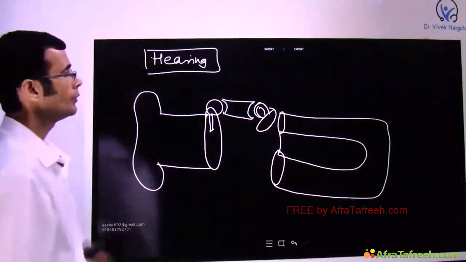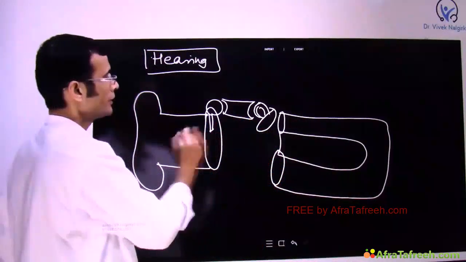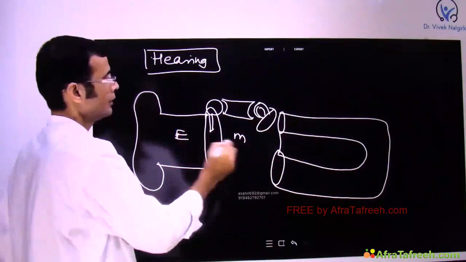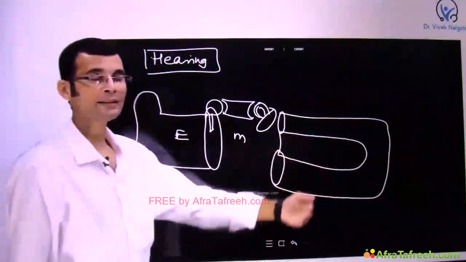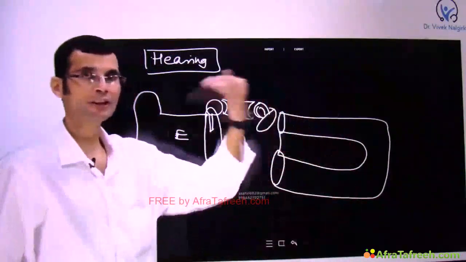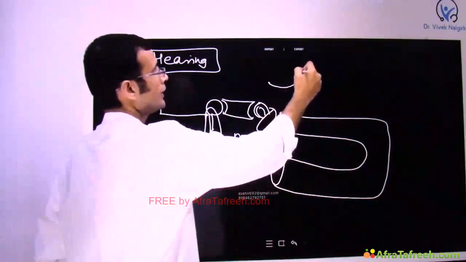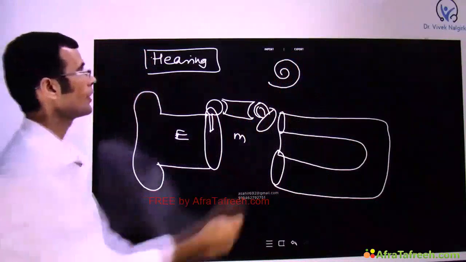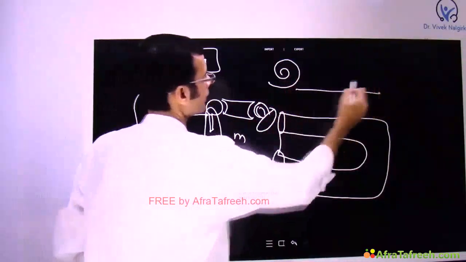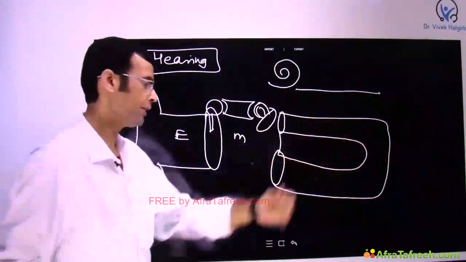Now, this is a diagrammatic presentation. External, middle, and inner ear. The inner ear has the cochlea. The cochlea makes a 2.5 turn inward. This is a straightened cochlea. Actually, it is coiled inward by 2.5 turns. If it is straightened up like this, this is the view of the cochlea straightened up.